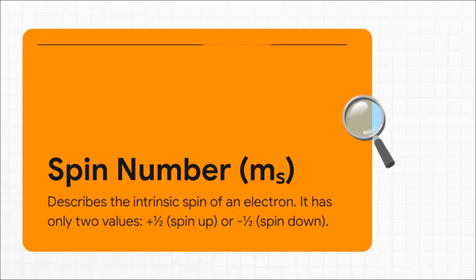All right, we're on the last piece of the puzzle, the spin quantum number, or m sub s. Now this one's different. It isn't about the orbital or its location, it's about the electron itself. It describes a property of the electron that's kind of like its own internal rotation. And it can only have 2 values, that's it. Positive 1/2, which we call spin up, or negative 1/2, spin down.